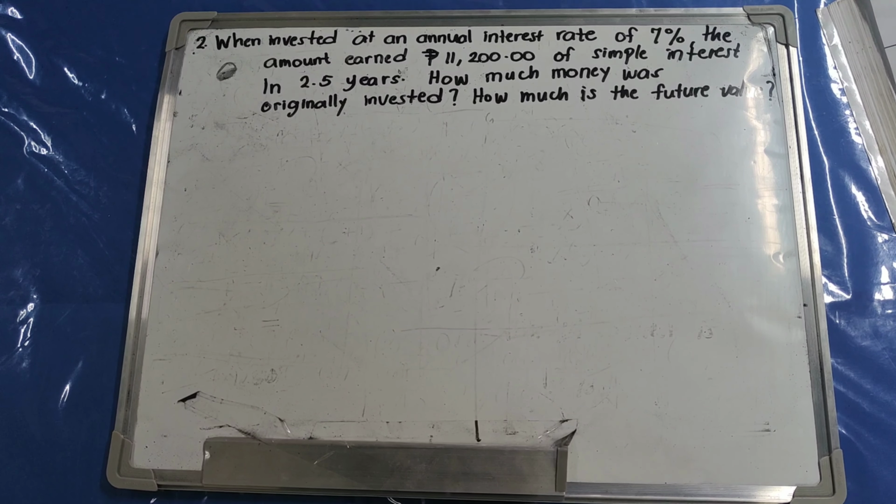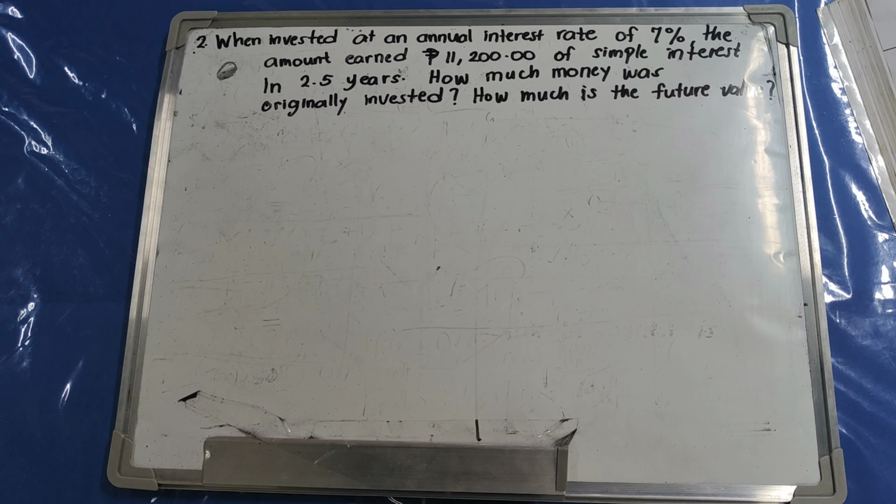So, now let's proceed to the problems involving simple interest. Let's solve more and more problems to understand more about this lesson, the simple interest. Okay, so we have here another example of problems involving simple interest. When invested at an annual interest rate of 7%, the amount earned 11,200 of simple interest in 2.5 years. How much money was originally invested and how much is the future value?